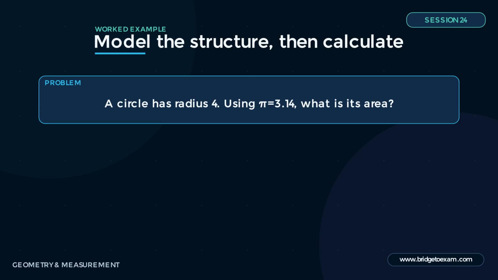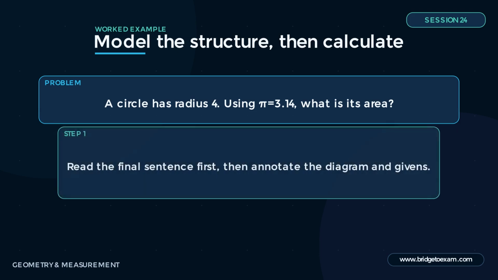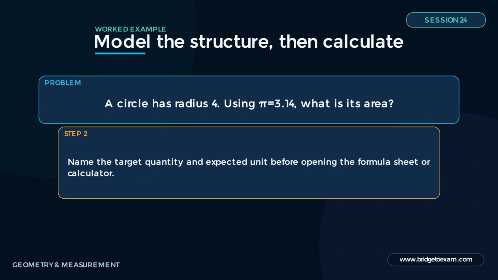Let us model a complete example. A circle has radius 4. Using pi equals 3.14, what is its area? Step 1 is to organize the information. Read the final sentence first, then annotate the diagram and givens. Step 2 chooses and sets up the relationship. Name the target quantity and expected unit before opening the formula sheet or calculator.